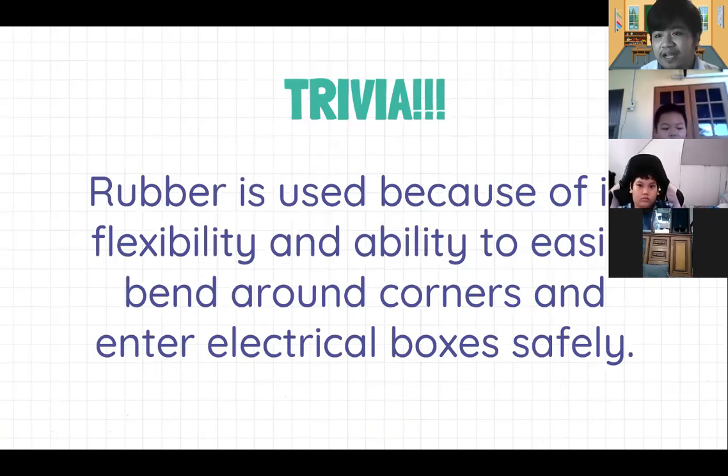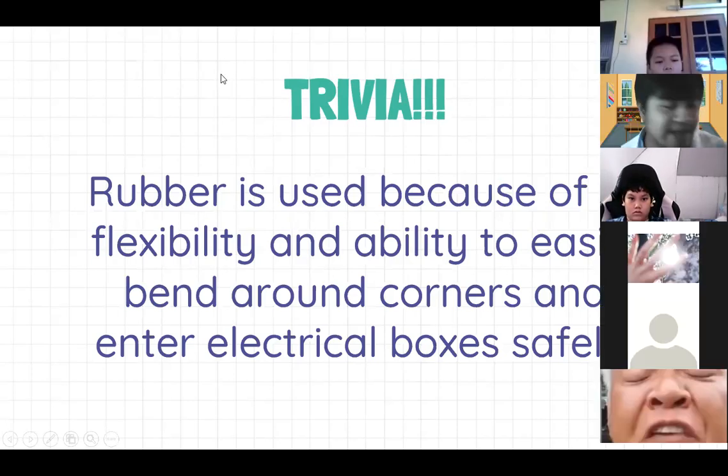is flexible and has the ability to be easily bent around corners and enter electrical boxes safely. Again, rubber is used because of its flexibility and ability to easily bend around corners and enter electrical boxes safely. All right. If you can remember the sample of electrical wire I have shown you, it is covered in rubber. Why do you think so? What's the importance of electrical insulators?